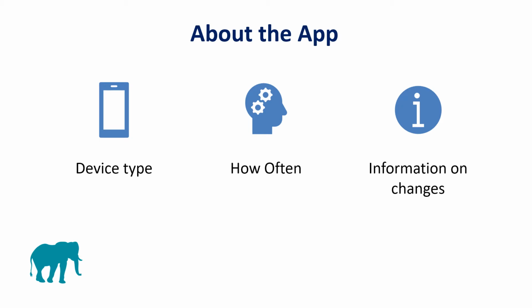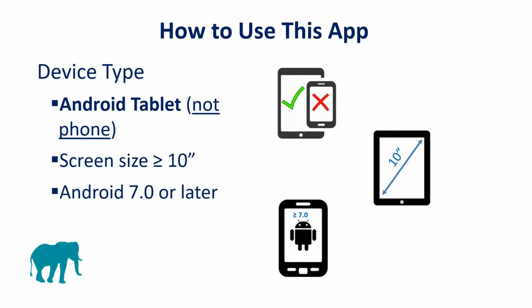Before you try to set up the app, it's important to know a few other details. This includes the type of device that can run the app, how often you should use it, and how to submit information about changes that happen which might have affected your elephant. How to use this app.